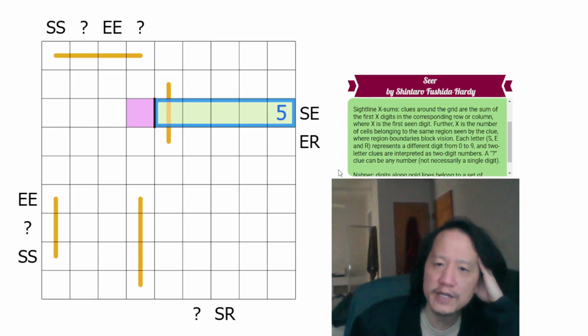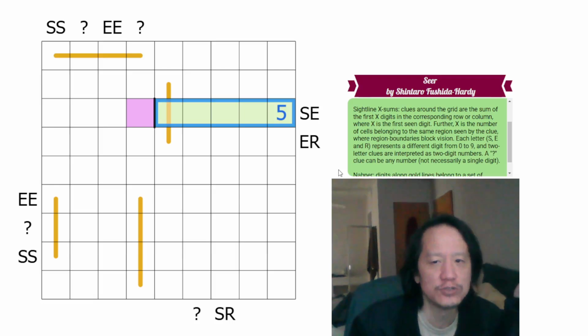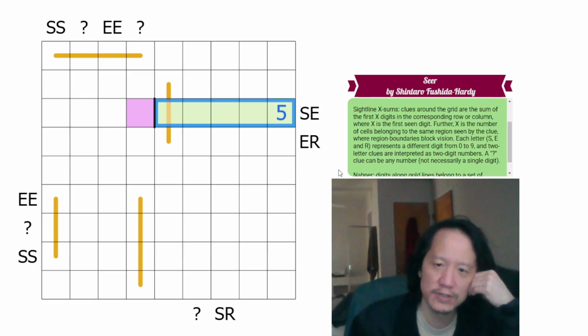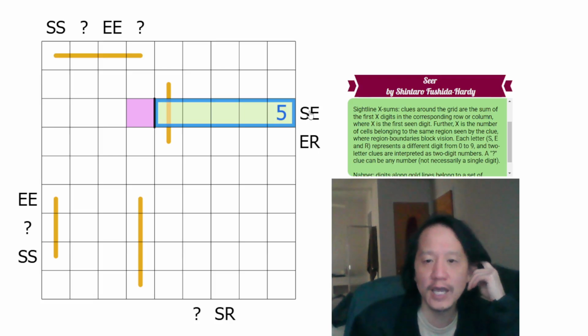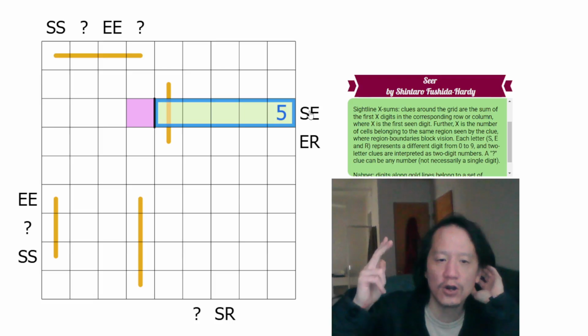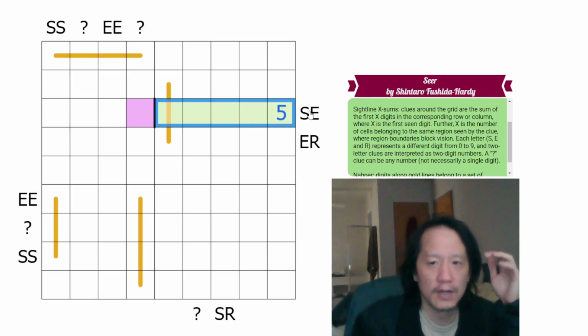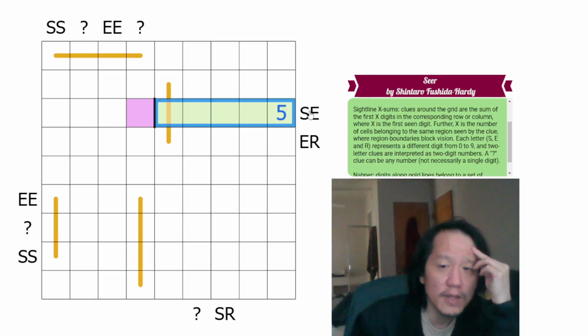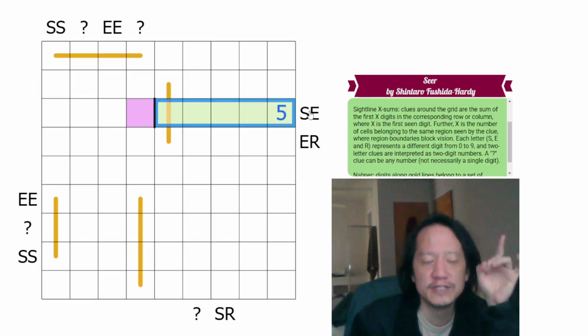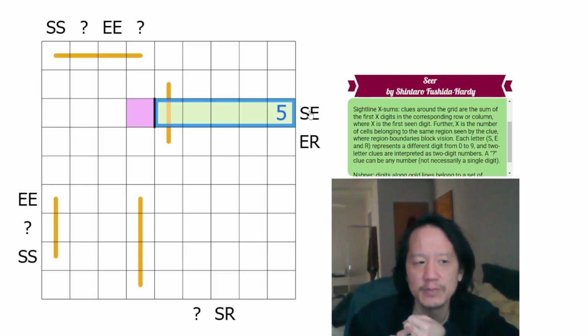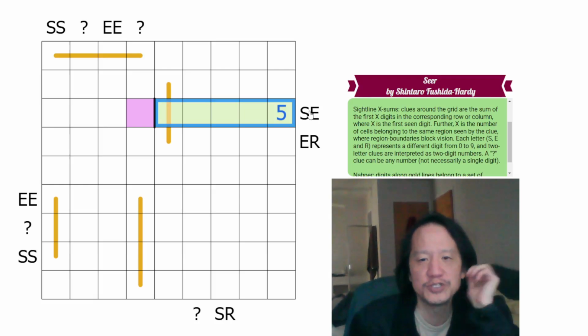Oh. And each digit, S, E, and R, represents a different digit from 0 to 9. And 2 letter clues are interpreted as a 2-digit number, right? That's what I was assuming. So basically, S, E, and R can all be from 0 to 9. So remember that. They have to be a different digit from each other. So S is not the same as E, which is not the same as R, but they are the same as themselves, obviously. S is the same as S, E is the same as E.